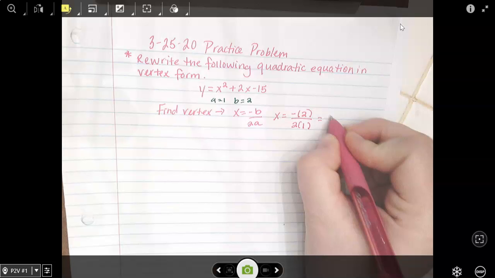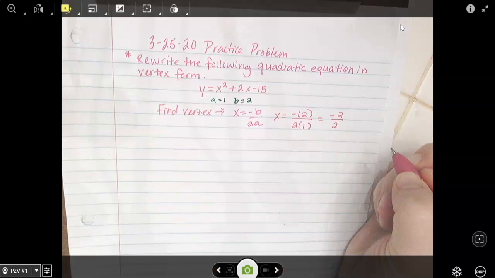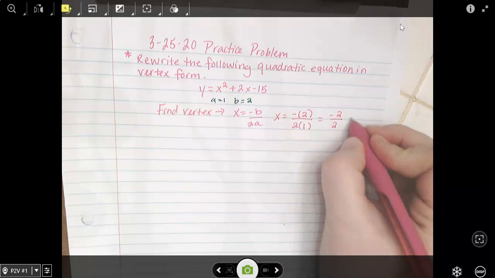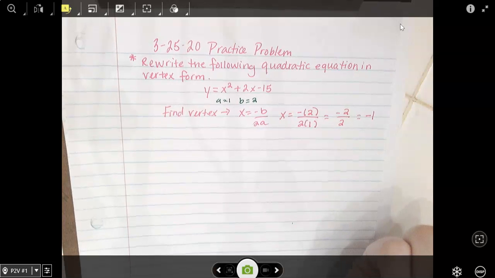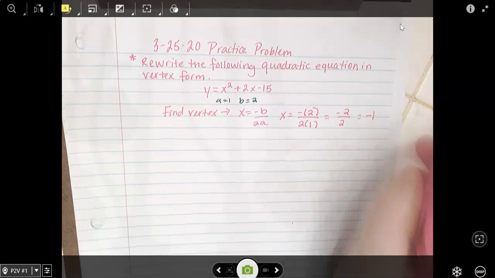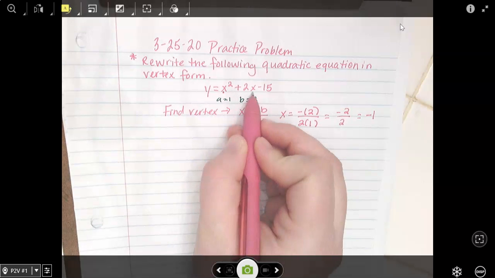So that's going to be negative 2 over 2 times 1, which is 2, and then negative 2 divided by 2 is just negative 1. Okay, so that is your x coordinate of your vertex. So if that is your x, we can substitute in that x here and here.